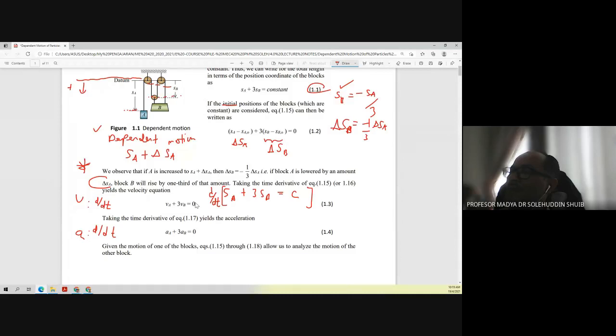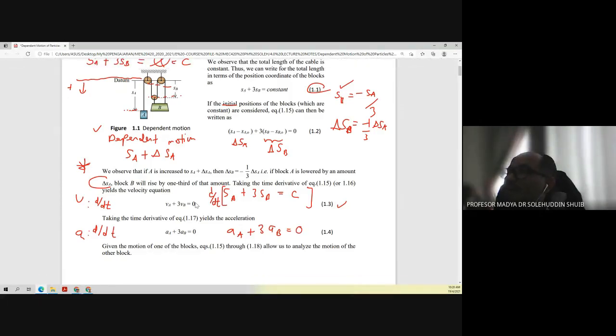Differentiate 3SB, you get 3VB. You differentiate the constant, you get 0, right? And then you proceed to find another time derivative. It will give you the acceleration, and then you're going to get acceleration of A plus 3 acceleration B equal to 0. So this is the basic concept of a dependent motion.